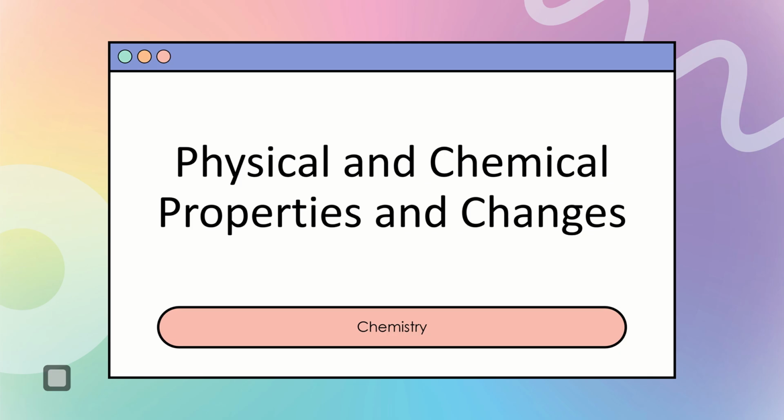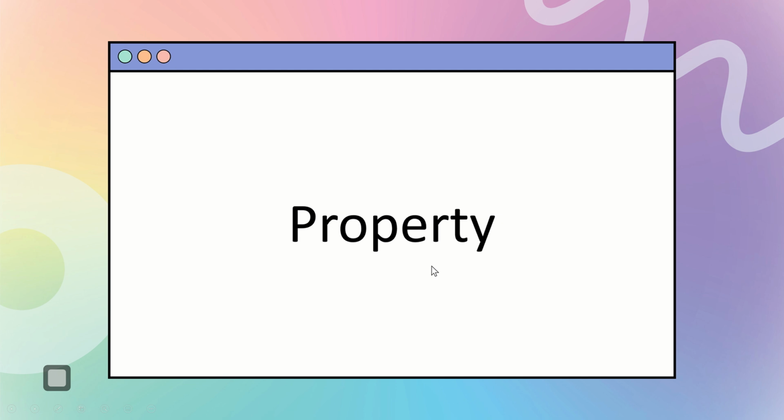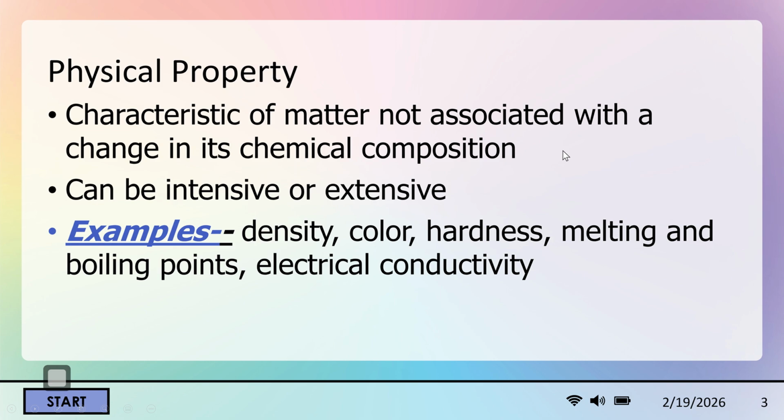This is another excellent presentation made by another chemistry teacher. And here we go. All right, so what's a physical property? A physical property is basically some sort of characteristic, like it says, that is not associated with the change in its chemical composition. Duh. Okay.